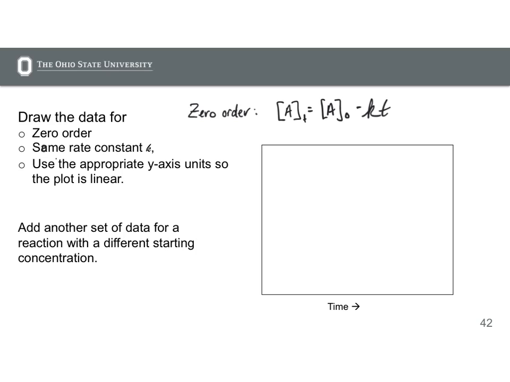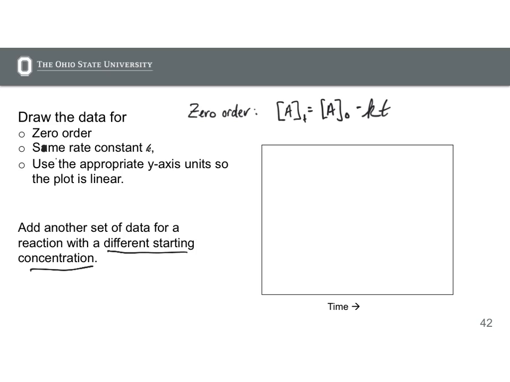Okay, so let's do another exercise here. Let's draw a plot that represents a zero order reaction with some rate constant k. Then we're going to draw the linear plot. After you have one done, so you're just basically repeating what you did, then I want you to add another set of data, or another line, for a reaction with a different starting concentration. So how's that going to change things?